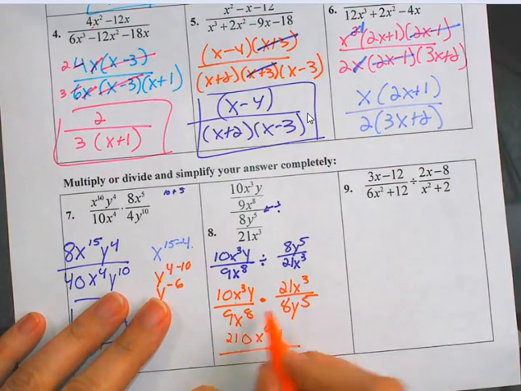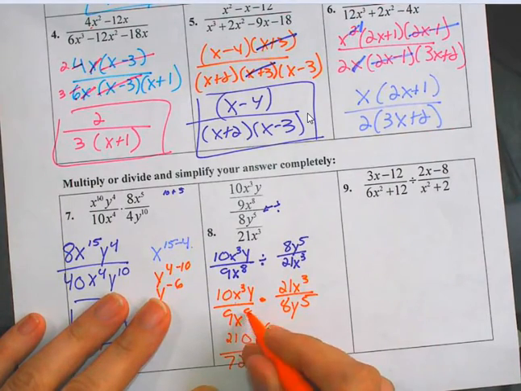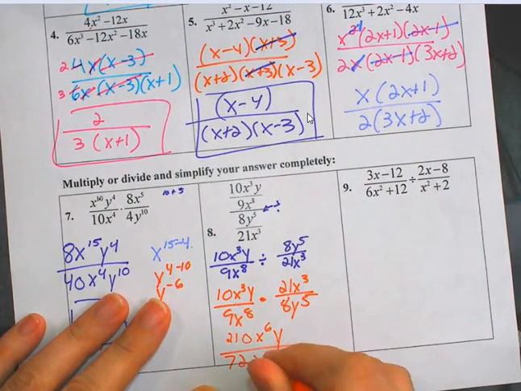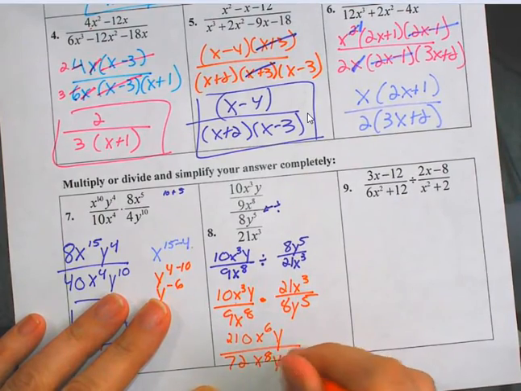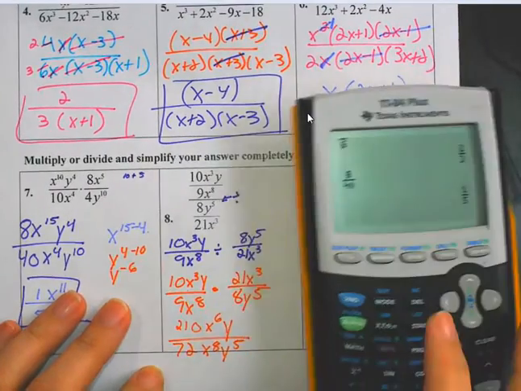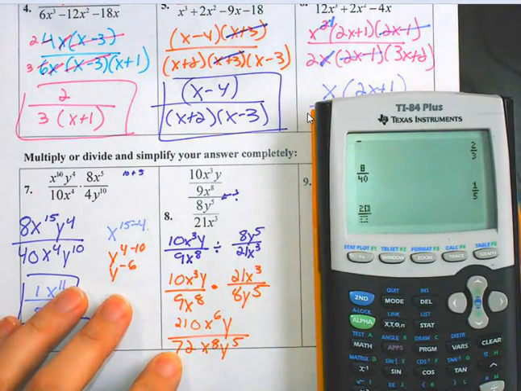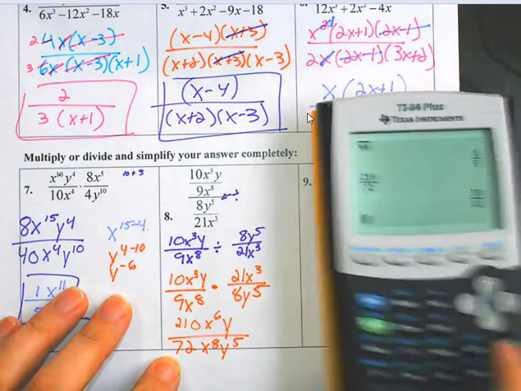Okay, 9 times 8 is 72. X to the 8th, there's no x over there. And then y to the 5th. All right, now we can simplify, do the numbers first. 210 over 72 is going to give me 35 over 12.